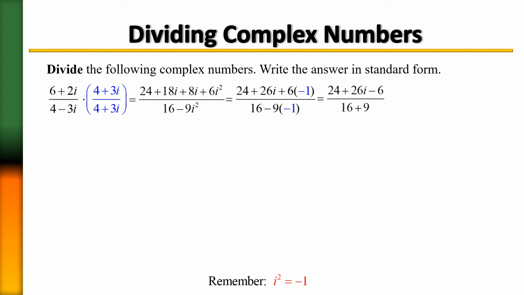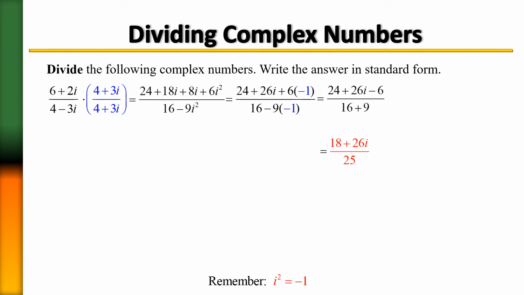On the top, we can combine 24 and negative 6 because those are your integers. And then on the bottom, combining 16 with 9. That's going to leave us with an answer of 18 plus 26i over 25. Here we wrote both terms over the common denominator.